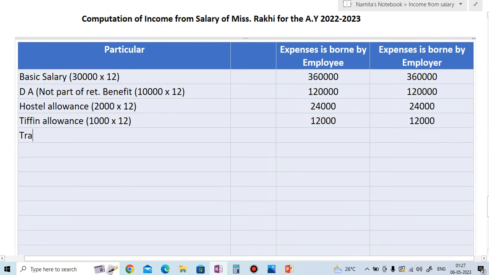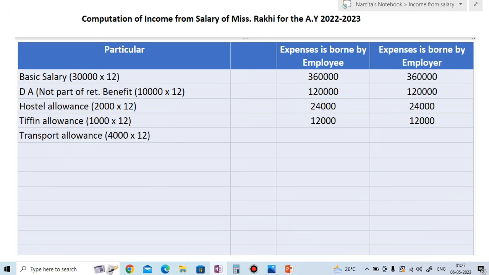Transport allowances. How much is the transport allowance? 4,000 multiplied by 12, so 48,000. The same you will write in the employee's column also. Okay.